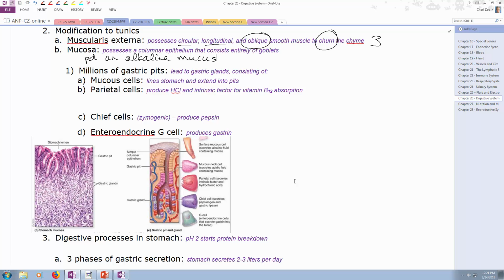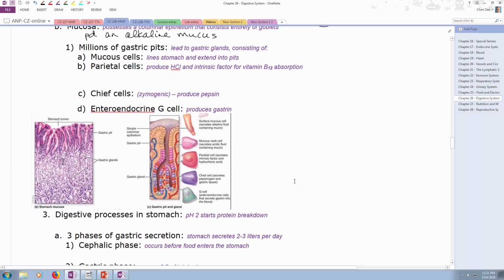They are also all lined with mucus cells. So there'll be mucus cells on the surface, mucus cells in the gastric pits, and all the way down into the gastric glands until we come to the cells that produce gastric juice, which are our parietal cells and our chief cells. The parietal cells produce hydrochloric acid and intrinsic factor. Intrinsic factor is vital for B12 absorption, which occurs in the small intestine, more specifically in the ileum.